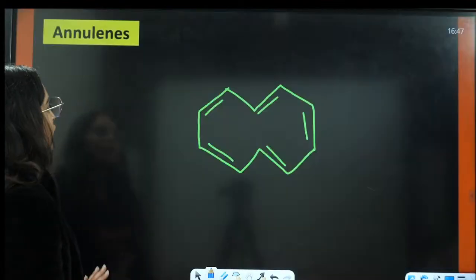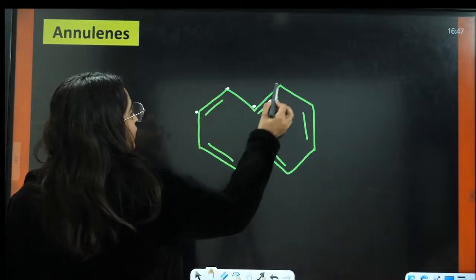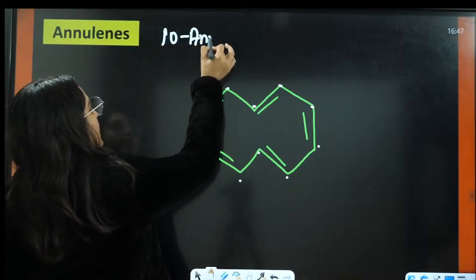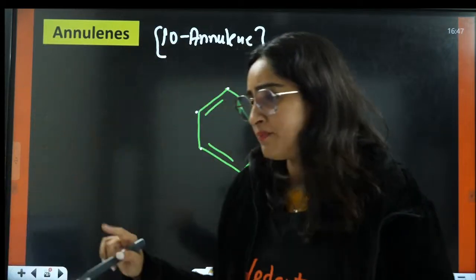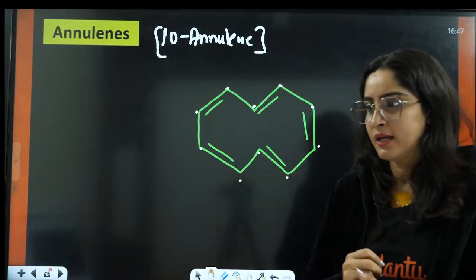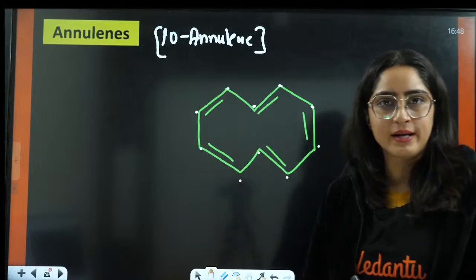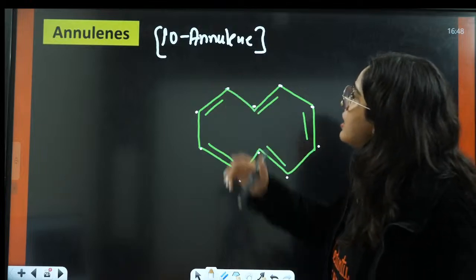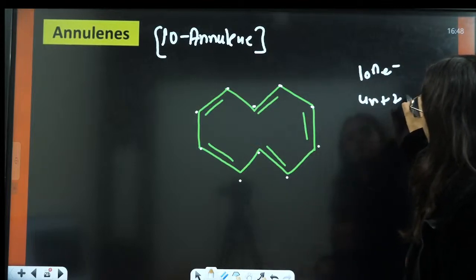Perfect. Now, let us understand this. This is 1, 2, 3, 4, 5, 6, 7, 8, 9, 10. This is 10-annulene. Now, one student here marked that 8, 10, 12 are non-aromatic. So let us find out why they are non-aromatic. If I calculate the electrons here, it is 10 pi electrons, and that is following 4n plus 2.